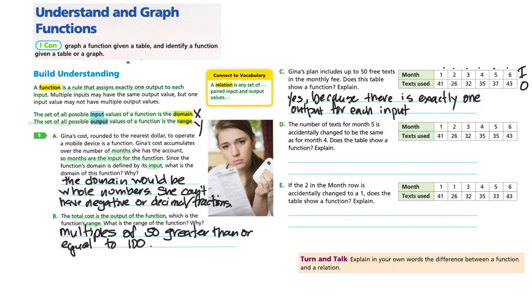All right, so let's look at D. The number of texts for month 5 is accidentally changed to be the same as for month 4. Does the table show a function and explain? So that still is a function because each month again is paired with a single output value. The output values can be the same, and so it's still a function. So yes, each month or input is still paired with one output.